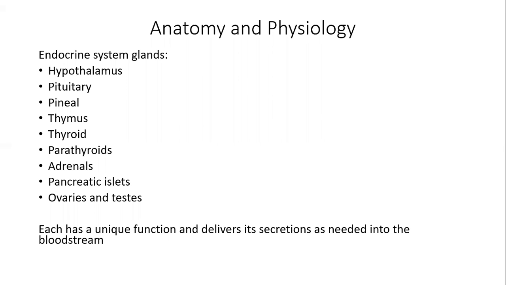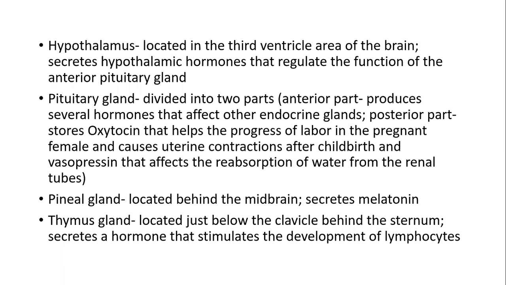Anatomy and physiology. The endocrine system glands include the hypothalamus, pituitary, pineal, thymus, thyroid, parathyroids, adrenals, pancreatic islets, and ovaries and testes. Each has a unique function and delivers its secretions as needed into the bloodstream. The hypothalamus is located in the third ventricle area of the brain. It secretes hypothalamic hormones that regulate the function of the anterior pituitary gland.